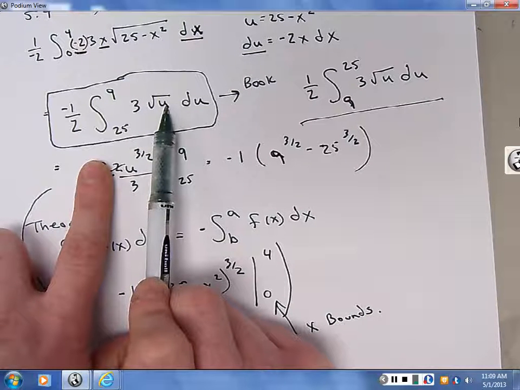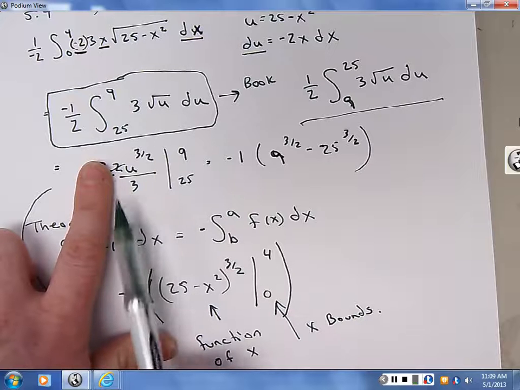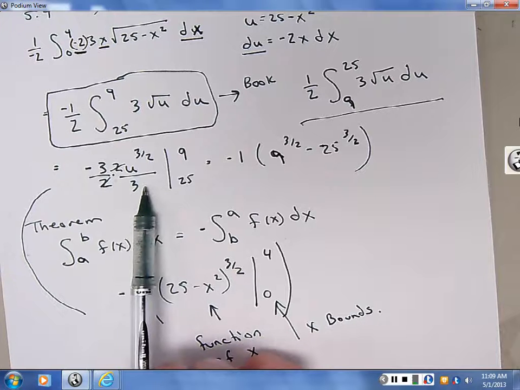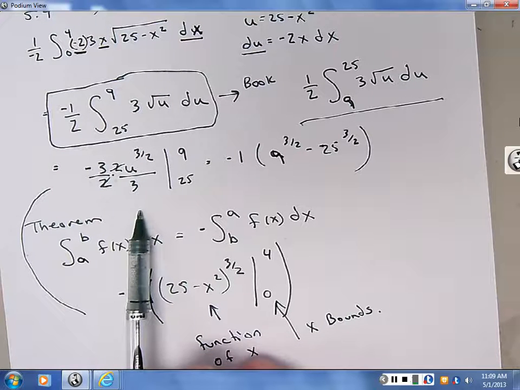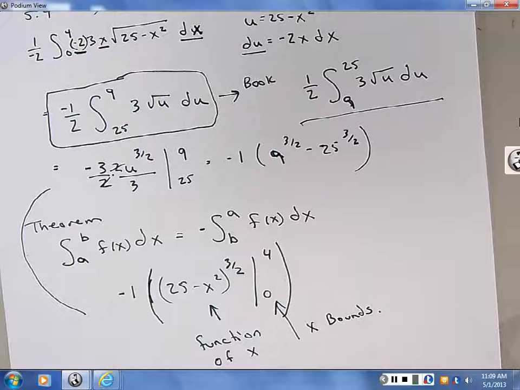When I integrate u to the 1/2, that's u to the 3 over 2 divided by 3 over 2. So you just flipped and multiplied the bottom? Yeah, anytime I divide by a fraction, I flip that and multiply. So the numerator of the fraction stays in the denominator, and the denominator of the fraction flips up to the numerator. So then you end up with -1. Yes. Okay, I get it. Thank you.